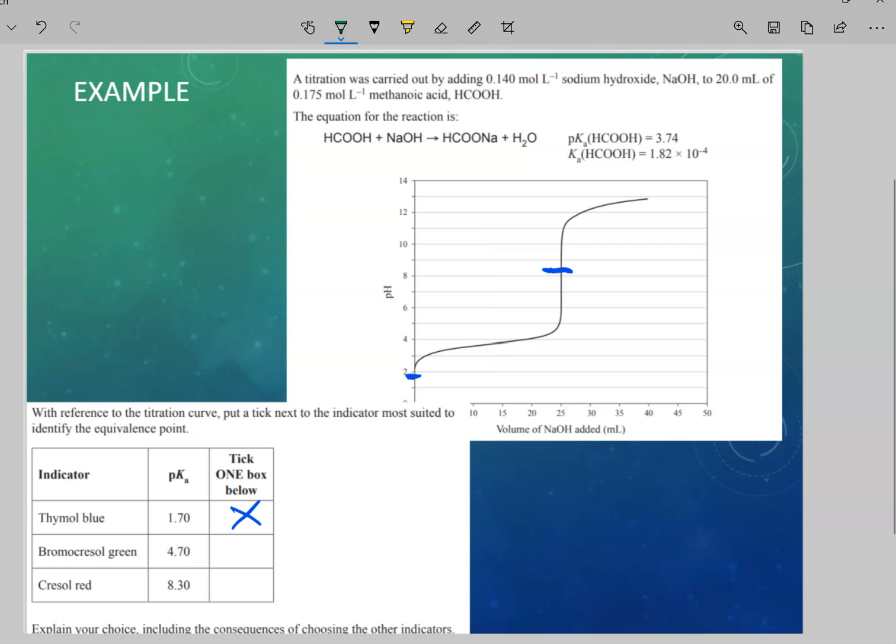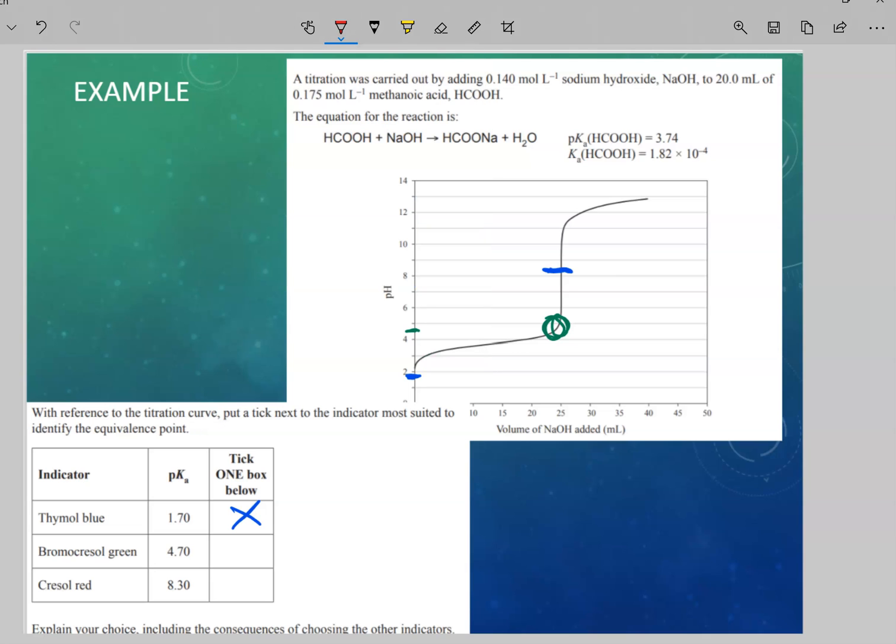Bromocresol green has a pKa of 4.7. That means that the indicator will change colour at around about 4.7, somewhere between 3.7 and 5.7. So we're looking in this region. Now that's not the equivalence point of our titration. We don't want the titration to stop then. We want it to stop where that blue line is, just a little bit further along. Now it's not far off, don't get me wrong, but it's not good enough. You won't get an accurate titration if you stop there.